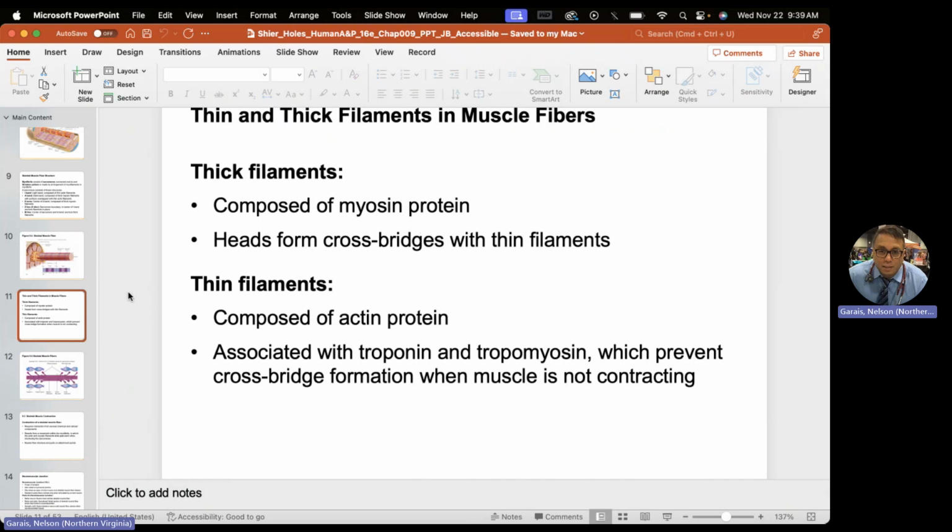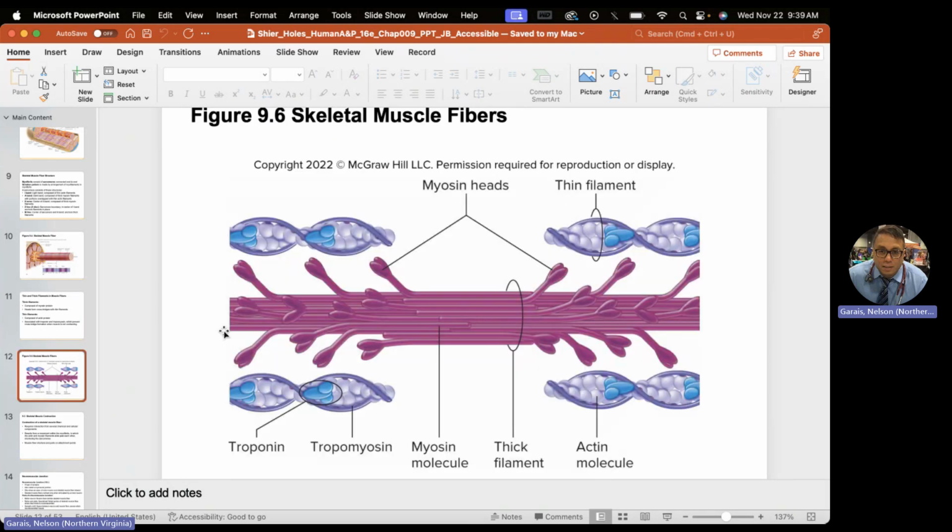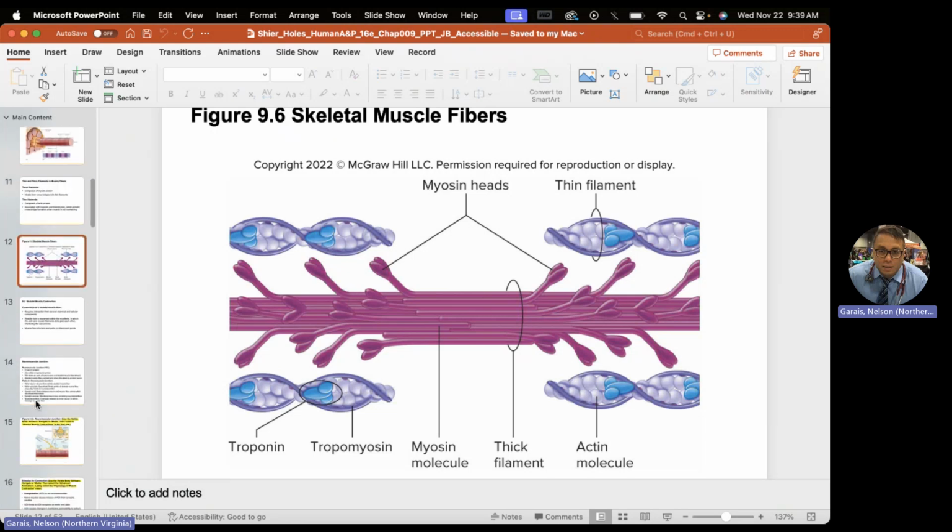Now, the thin filaments, they mentioned troponin and tropomyosin. If we're looking at this, troponin and tropomyosin, they're like this, all this purple stuff. Because the only time troponin and tropomyosin get opened up so that the myosin heads can attach to it is when there's presence of calcium. So as long as there's calcium present, the muscle can contract. And we're going to learn a little bit later that that doesn't happen forever. You can't contract muscle forever. You have to eventually rest and recharge.